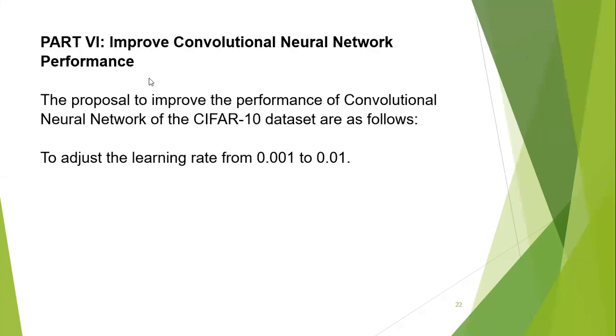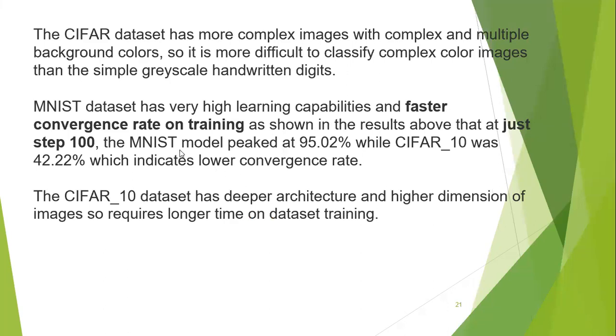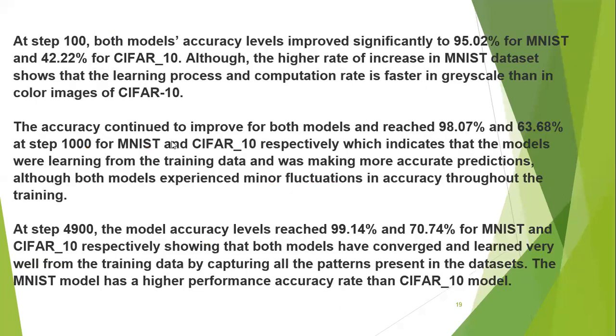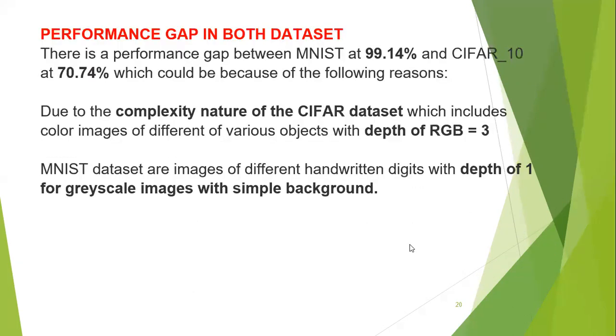Then, because of this huge gap between the two datasets' performance, the MNIST dataset was almost 95, and then the CIFAR has 70.74. So the gap between the two is almost a 30% gap.